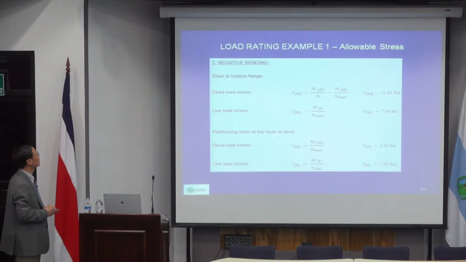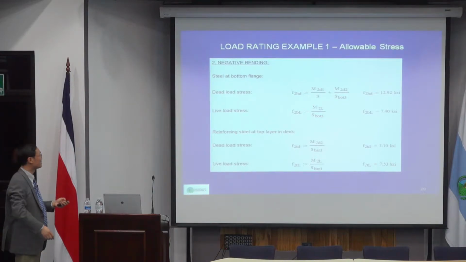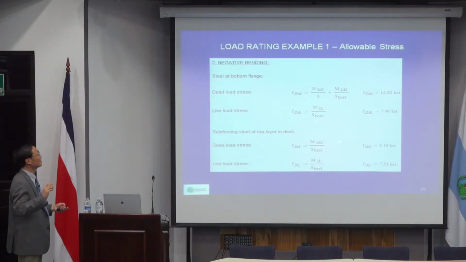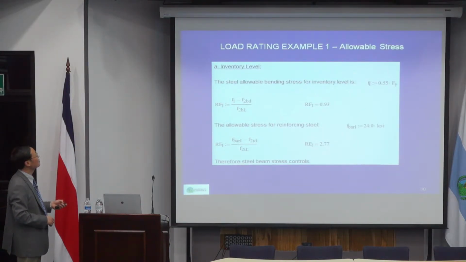And then you also calculate the reinforcement, because in negative bending, the reinforcement in the deck is in tension. And then you just calculate the dead load, only for superimposed dead load. The self dead load has no stress. And then you calculate the live load divided by the composite section. Then you calculate the inventory allowable stress, subtract the total permanent load stress, and divide by the live load stress, and that's the rating factor for negative bending. You do the same for the reinforcement.